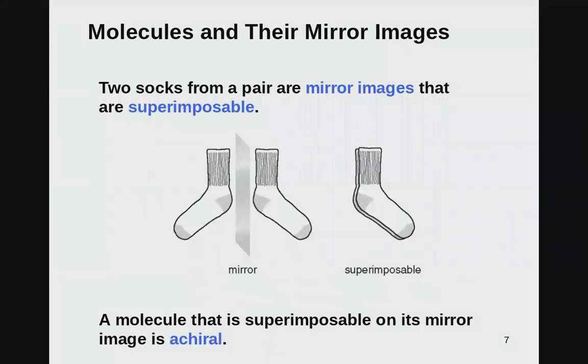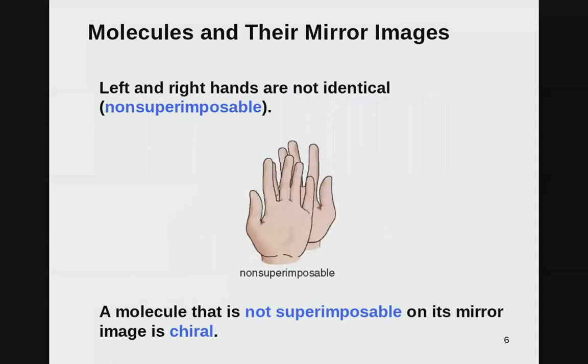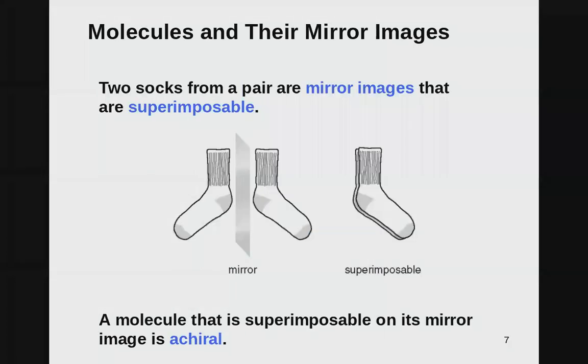So a molecule that is superimposable, like our socks, on its mirror image is what we call achiral. So chiral is your hands, achiral is your socks, and there's lots of examples of both of these, but these are sort of the most simple, average, everyday ones that you're going to see. Sock and hand for chiral and achiral.